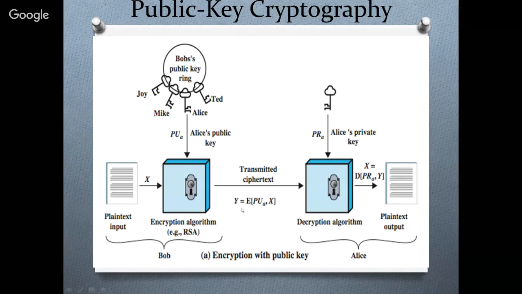Fourth, your ciphertext, which has been expressed in mathematical format as Y = E(PU_A, X), where X is your plain text, PU_A is the public key of Alice, and E is the encryption algorithm. When you execute this, you're going to form Y, which is your ciphertext. At the receiver side, you get back your plain text X by using the decryption algorithm with the private key of Alice and the ciphertext.